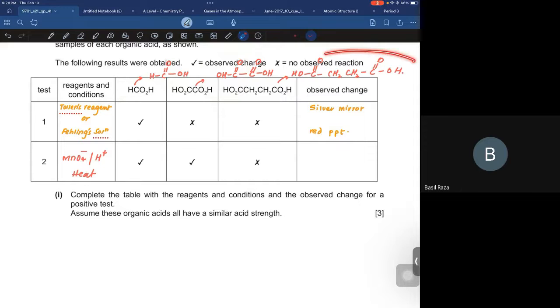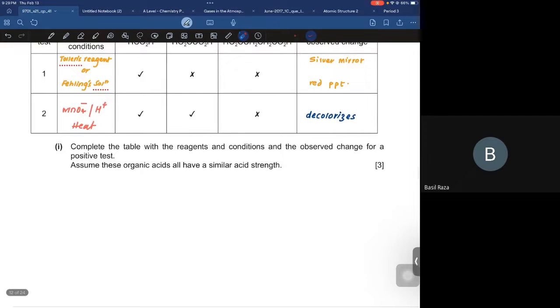But this is not a simple carboxylic acid, as you can see the two carbon atoms. So if you add KMnO4, provide heat, and also acidify the reagent, you will see that KMnO4 will decolorize. If the KMnO4 decolorizes, ultimately I can say that this molecule and this molecule are confirmed. So in both cases it's going to give you the positive test, right?